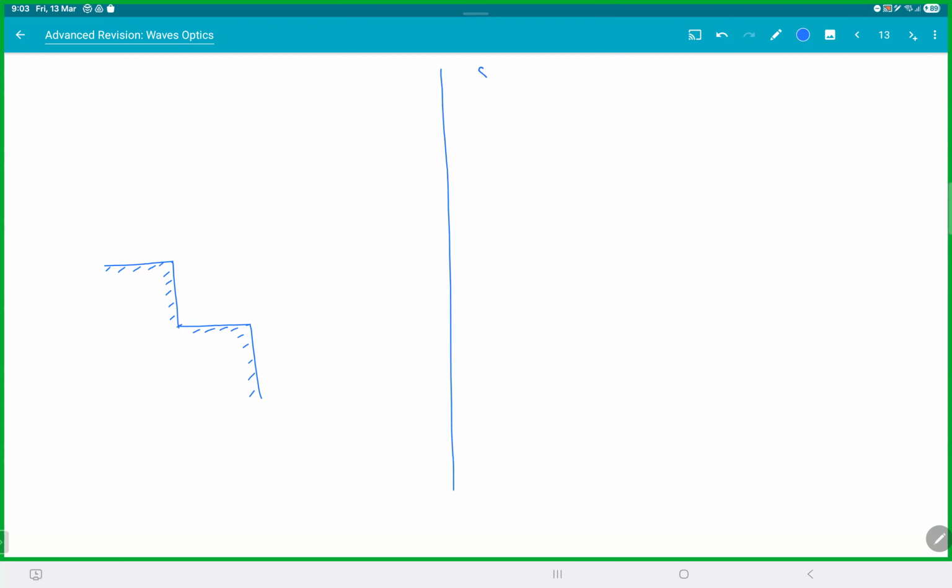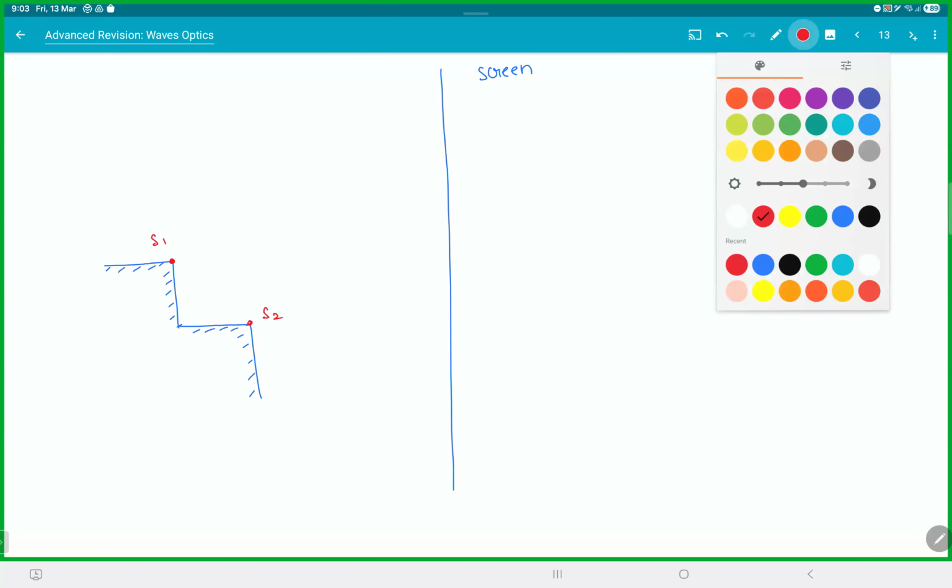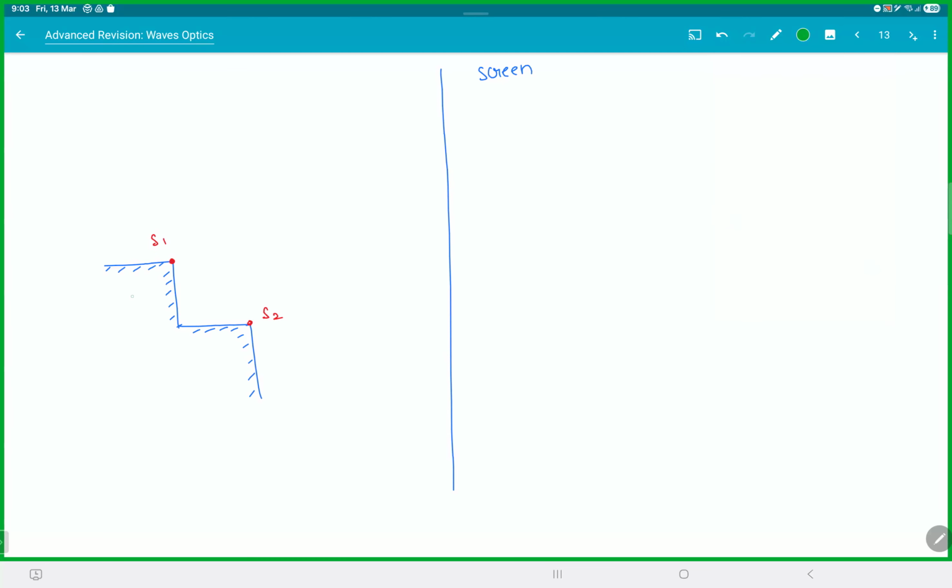So we have a screen here. We have one source here, S1, and another source here, S2. Let's say this distance is 5 lambda, and let's say this distance is 12 lambda, right? And this is perfectly absorbing material. So light will not bounce from here.